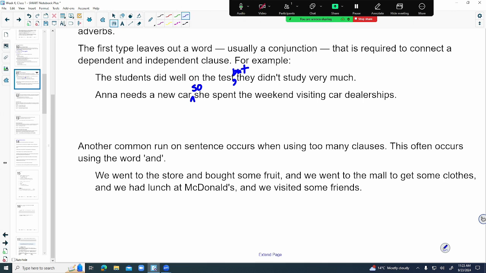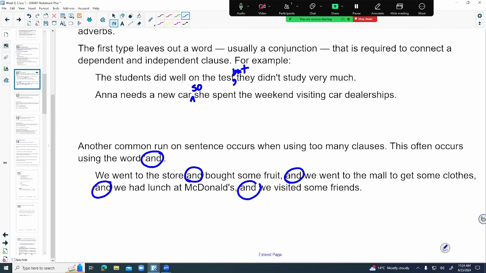Another common run-on sentence occurs when using too many clauses. So this is the second type: repeating a clause over and over again instead of using a period or a semicolon or some other type of punctuation. Most of the time it's the word "and" that's repeated. So in the example, "We went to the store and bought some fruit, and we went to the mall to get some clothes, and we had lunch at McDonald's, and we visited some friends." Okay, there are too many ands in that sentence. So we need to change that.